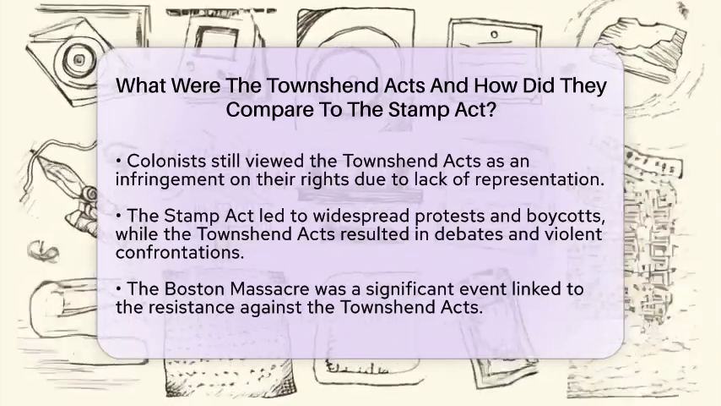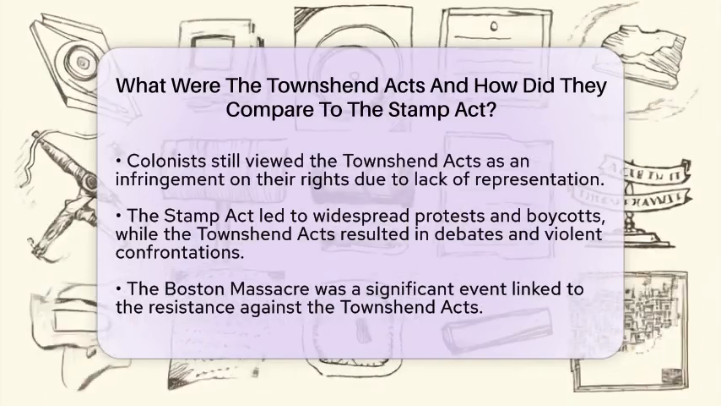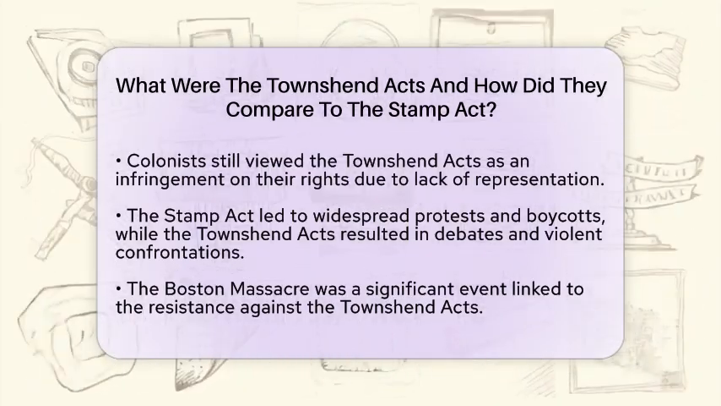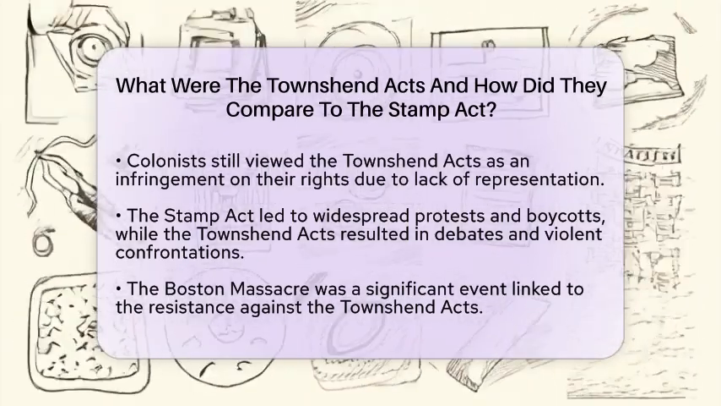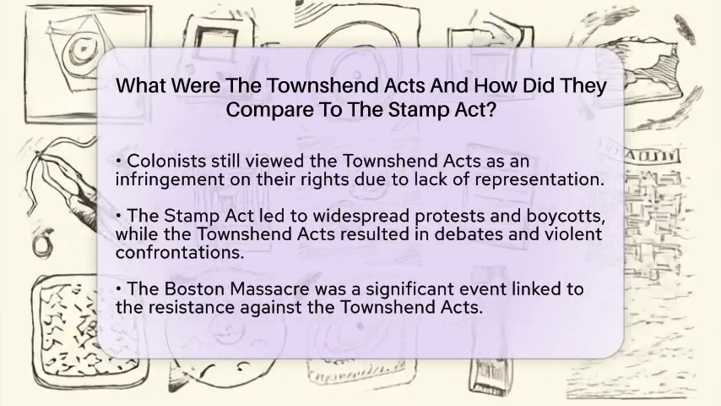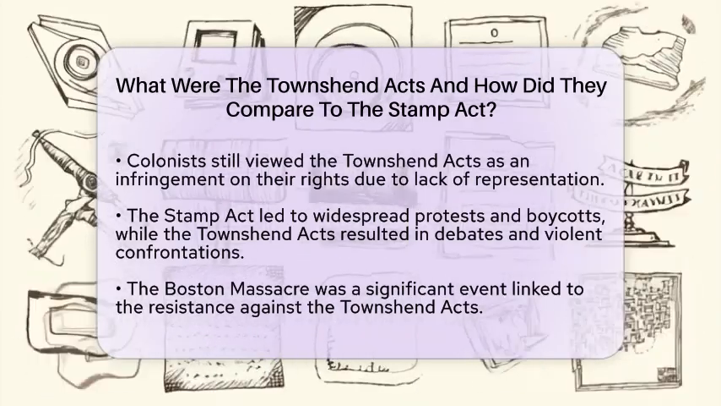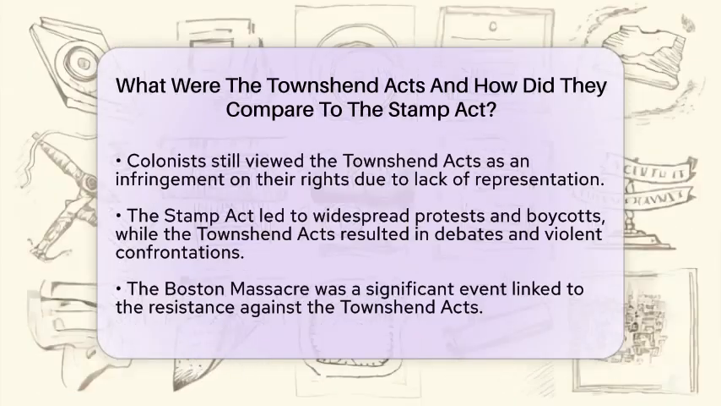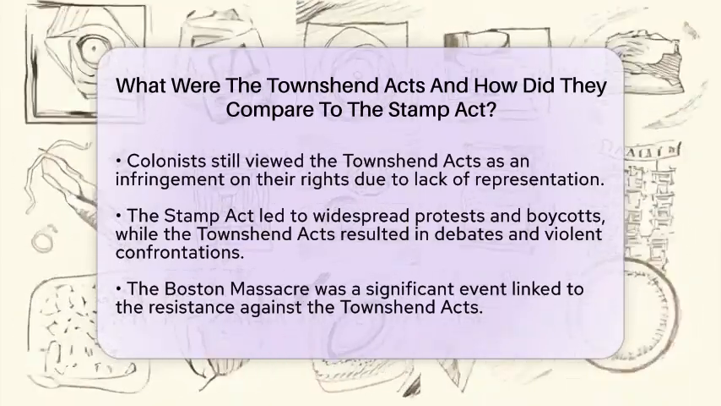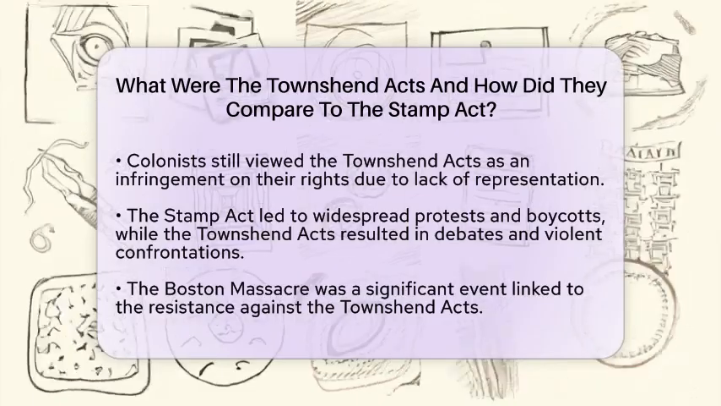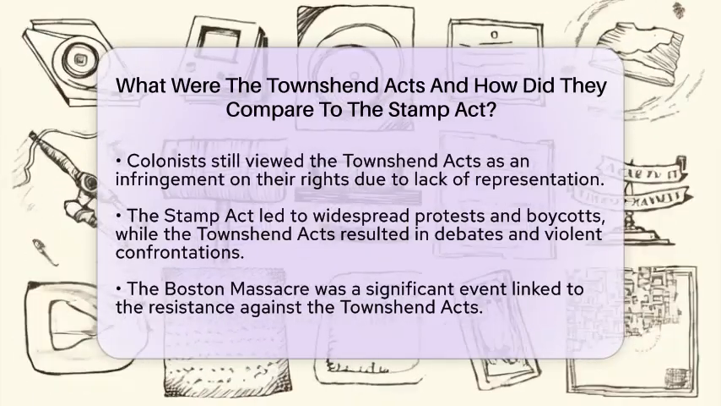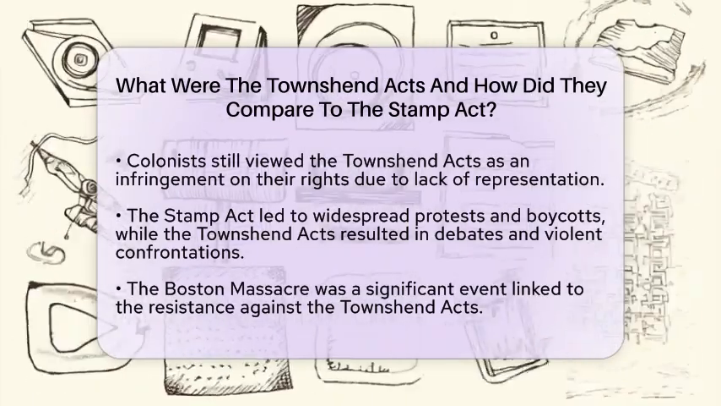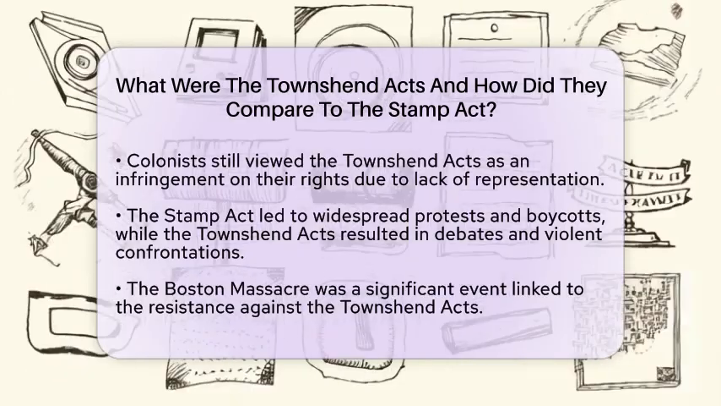The response from the colonists also varied. The Stamp Act led to widespread protests and boycotts, while the Townshend Acts sparked debates and eventually more violent confrontations, including the Boston Massacre. Both acts contributed to the growing divide between patriots and loyalists in the colonies. They fueled the argument for independence, as colonists felt their rights were being violated by a distant government.